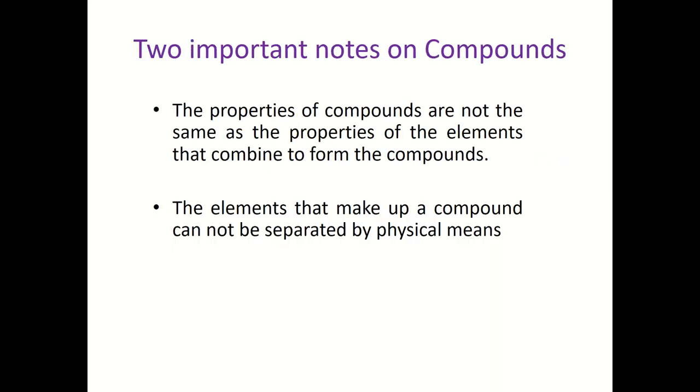That's why we say that compounds have properties that are totally different than the elements that make up the compound. As you can see here, the properties of compounds are not the same as the properties of the elements that combine to form a compound. Now, the other thing is that the elements that make up a compound cannot be separated by physical means. So what does physical means here? Physical means mean not chemical means.